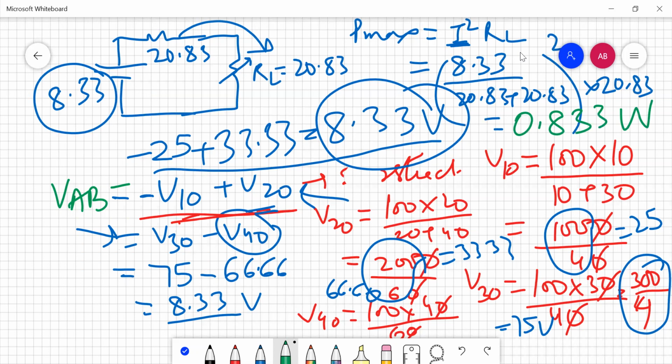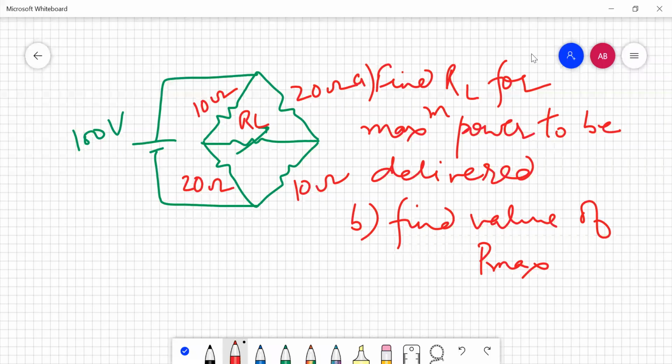So hopefully you have understood it. There is a last numerical for you to have as homework, and you need to do it by yourself by looking at this question. It is the same bridge question, but with some different values of the resistances. In this homework numerical, I have just changed the values of the 4 arms of the bridge, that is 10 and 20 I have made. So you have to find the value of this RL for maximum power to be delivered, and then you have to find the value of the maximum power.